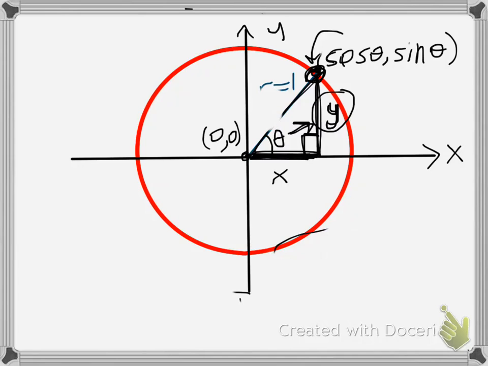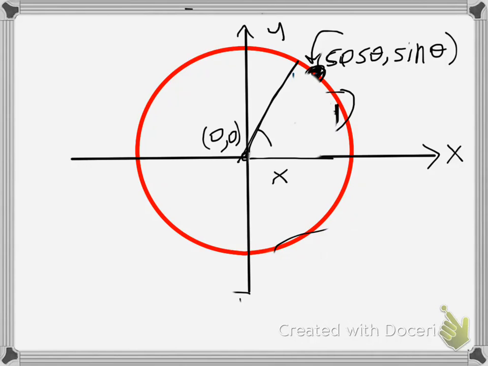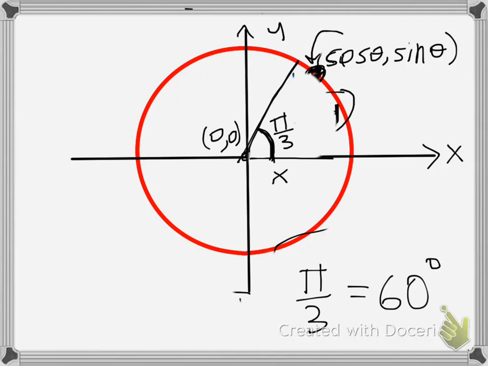So now I'm going to erase this triangle, and then we're going to do an example. Let's say we have an angle on this circle of pi over 3 radians. Now remember, we can convert from radians to degrees, which is what I showed you in the last video. So if we use the formulas from the last video, we get that pi over 3 radians equals 60 degrees. Okay? So this angle here is 60 degrees.